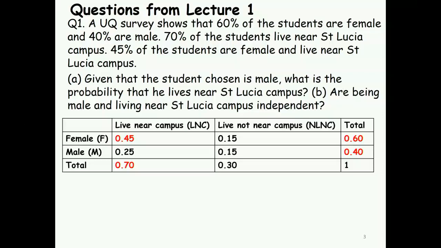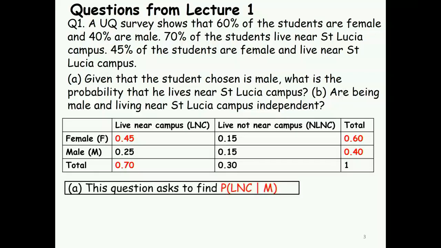70%. Also it's given that the student lives near St. Lucia, so the red ones are given. The question is: given that the student is male, what is the probability of living near campus? How do we calculate? We calculate the probability of L and C and M divided by the probability of M. An important thing in this question is just to know how to formulate the question.